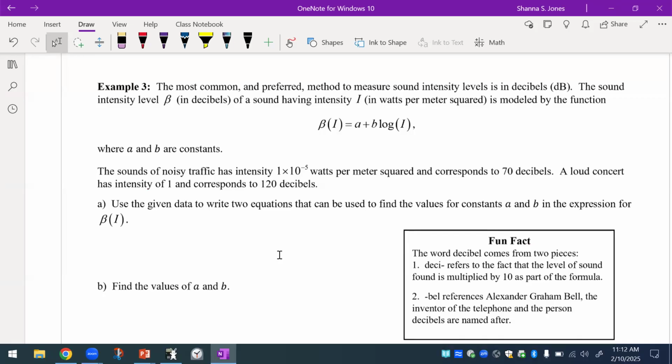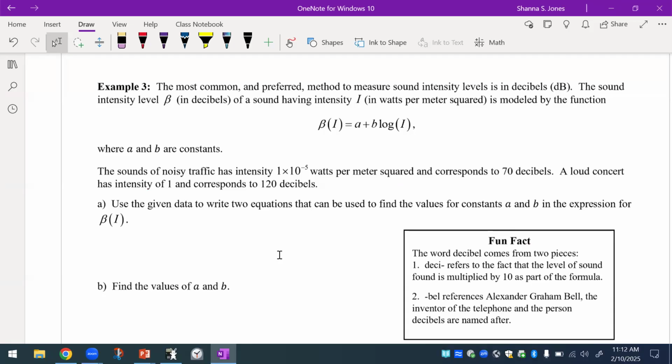So it says, the sounds of noise traffic has an intensity of 1 times 10 to the negative 5 watts per meter squared and corresponds to 70 decibels. A loud concert has an intensity of 1 and corresponds to 120 decibels. Use the given data to write 2 equations that can be used to find the values, okay?